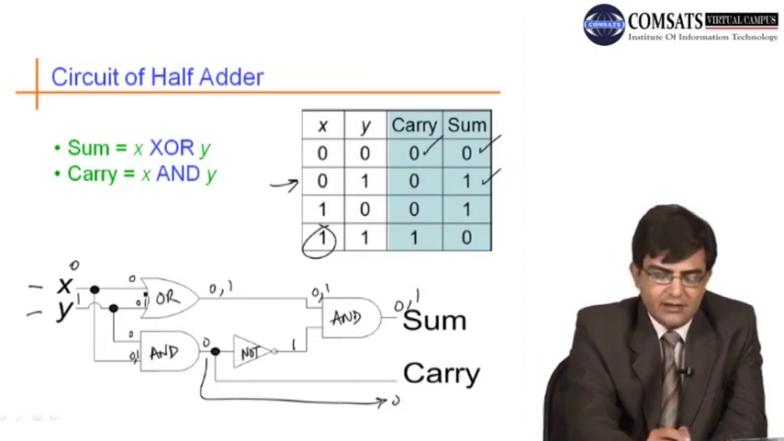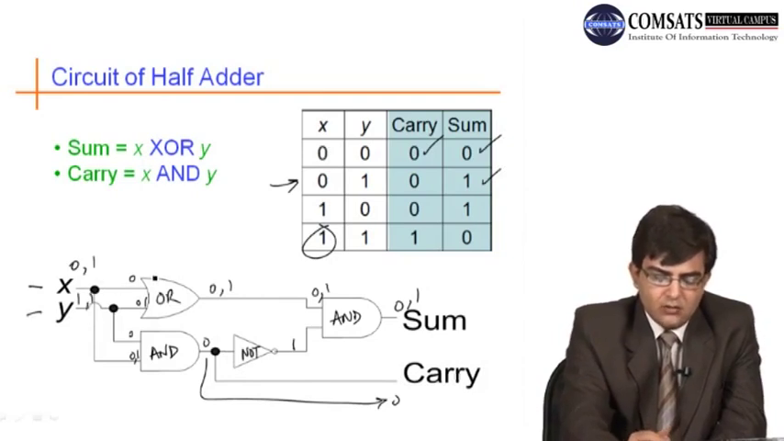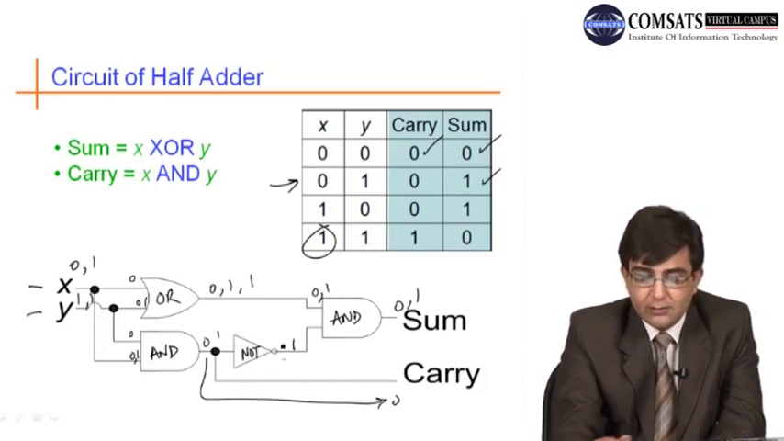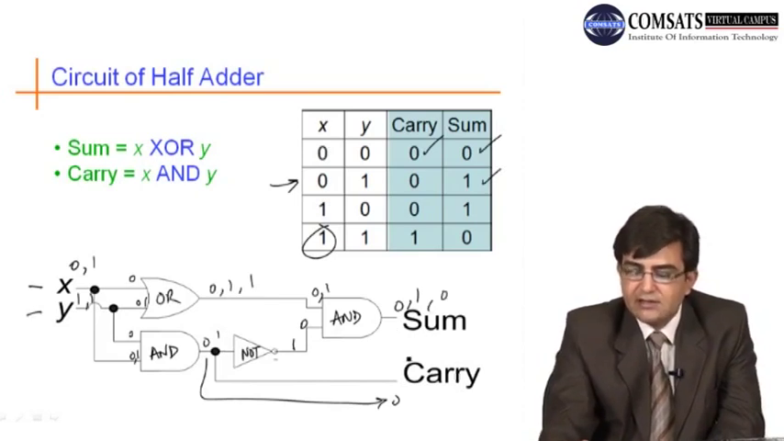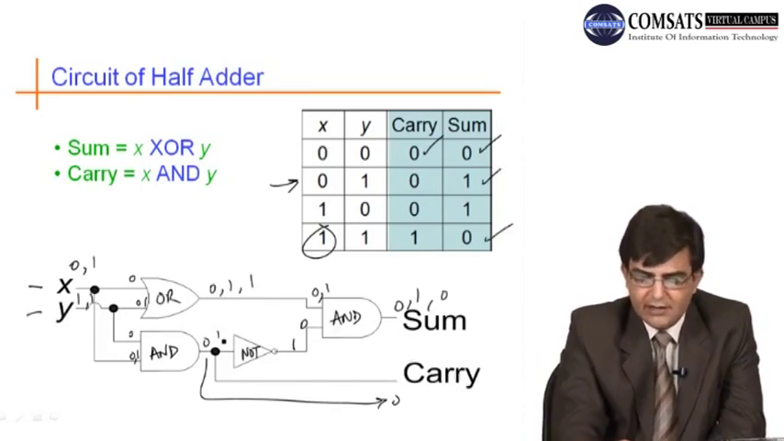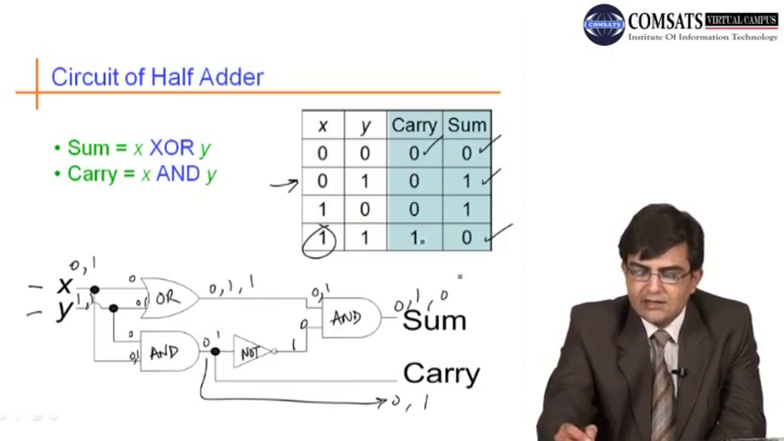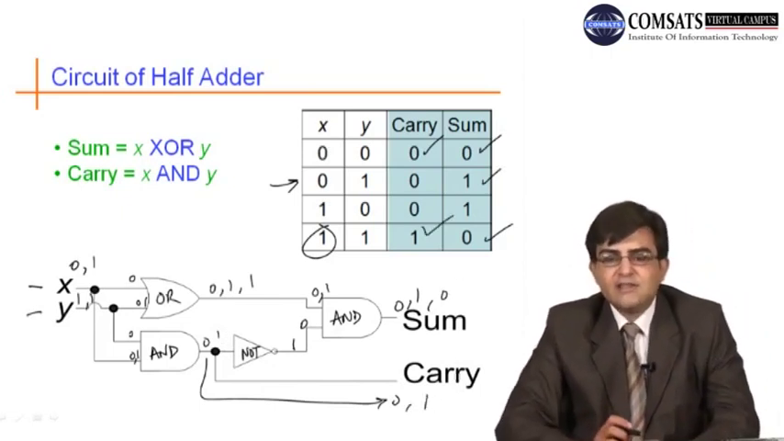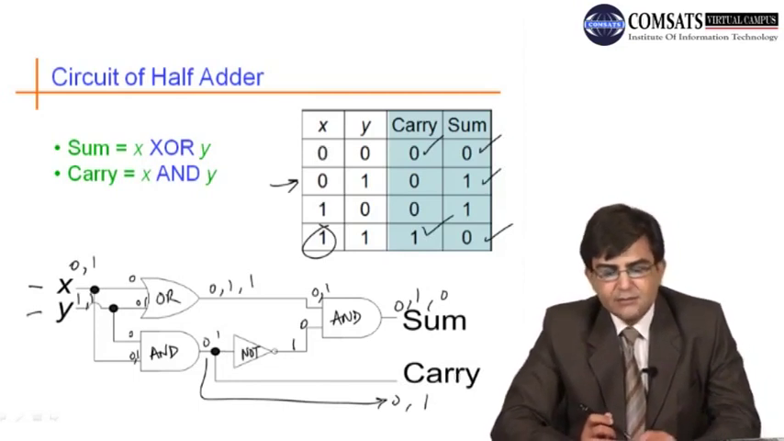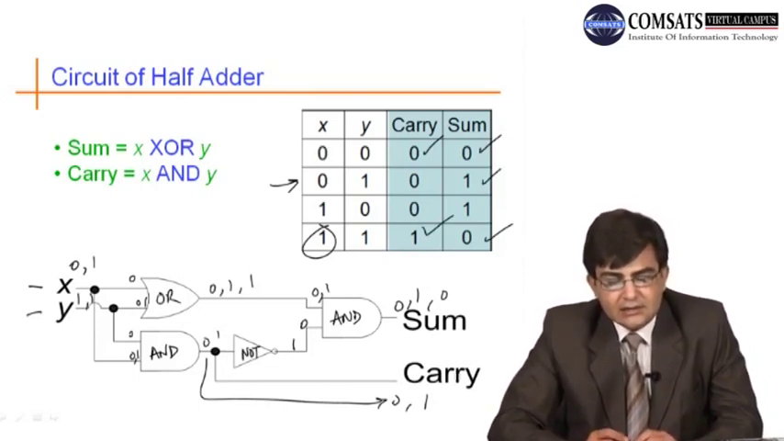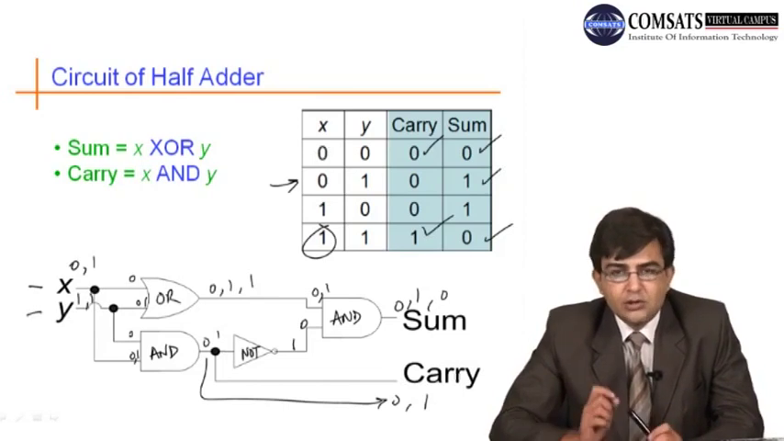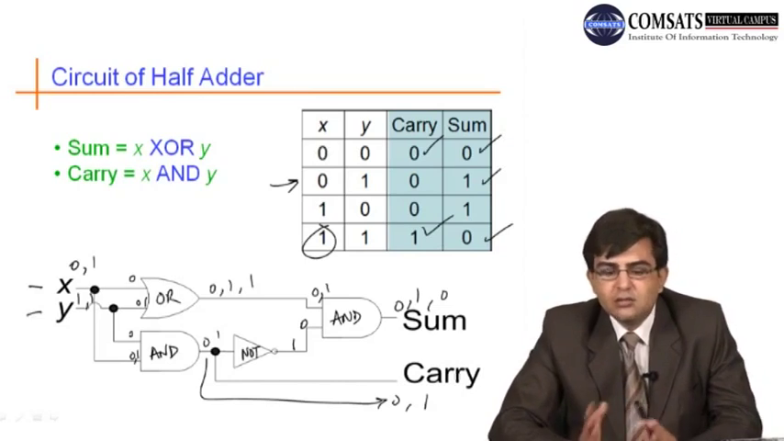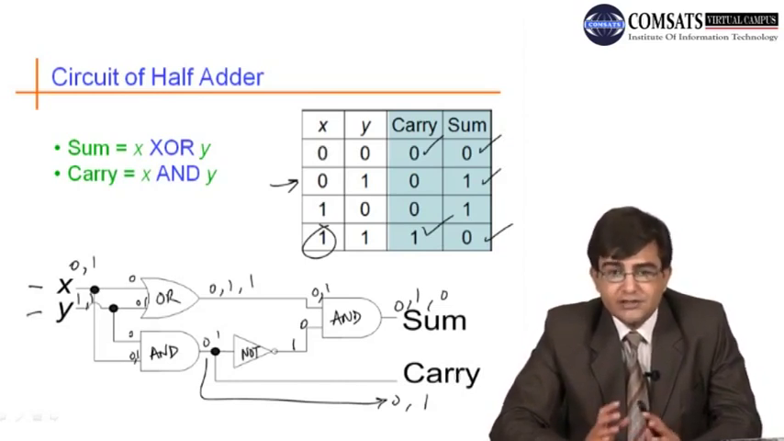When both X and Y are 1, this is 1 and this is 1. We get 1 here, we get 1 here, and when we apply NOT, we get 0 here. With 1 and 0, this gives us 0 sum. We have 1 here, this comes again here as 1, so carry is 1. So this circuit basically describes the sum of two single digit binary numbers.